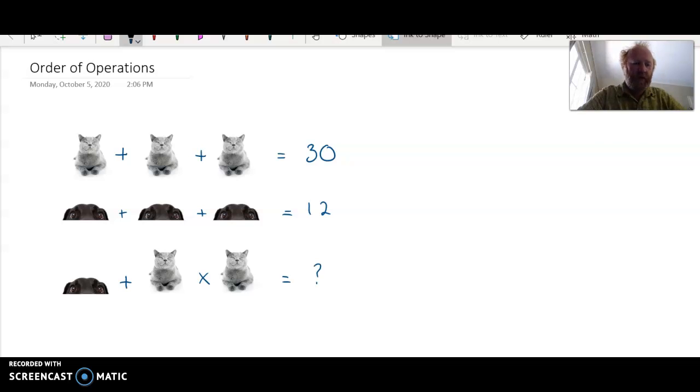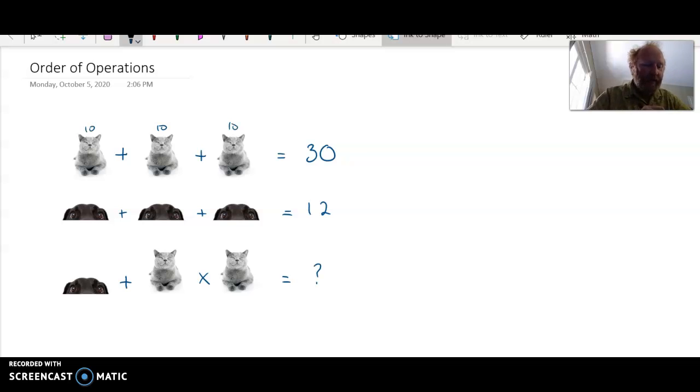Okay, so this is a video on order of operations. I'm sure you've all seen on social media these kind of puzzles, if we can call them that, where you've got some kind of symbol and some numbers associated with it, and you're meant to be able to look at it and say, oh, okay, I can see that cat plus cat plus cat is 30, so each cat must equal 10. So that's 10, and that's 10.